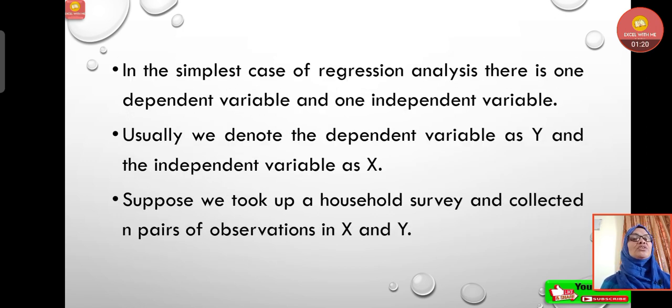In the simplest case of regression analysis, there is one dependent variable and one independent variable. For example, if I want to see the impact of emotional intelligence on academic achievement, I am taking only one dependent and one independent variable. Now, usually we denote the dependent variable as y and the independent variable as x. Suppose we took up a household survey and collected n pairs of observations in x and y.